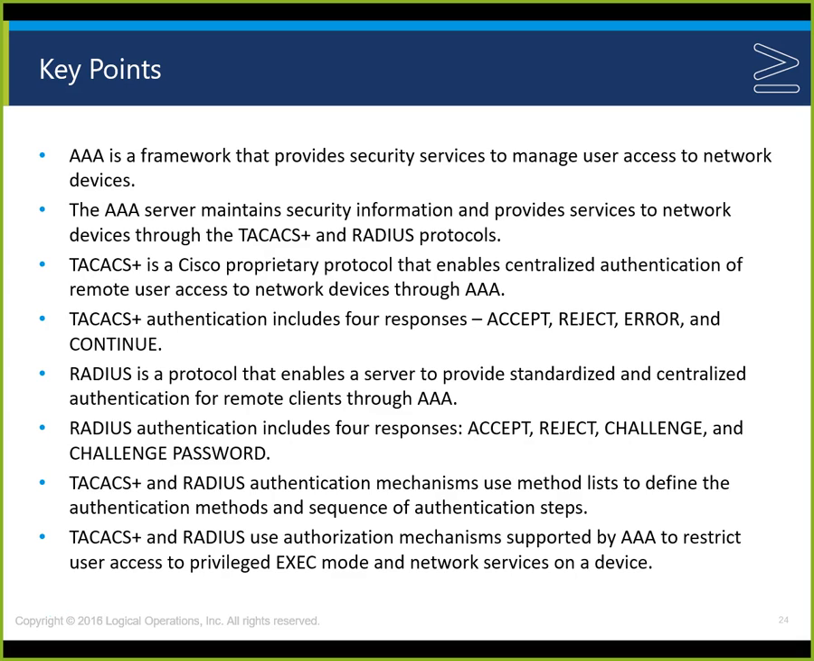Start out with group radius, local, enable, none, maybe. If we get down to the enable password not working, we may want to say, okay, well, let's just let these guys in, or let me in, so that we can do things. TACACS and Radius use authorization mechanisms to restrict user access to privileged exec and to the network services. Are there questions?